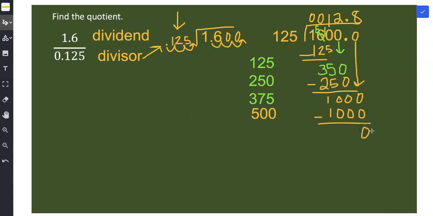I subtract, get a remainder of 0, and there's no other number to bring down, so I have found my quotient. The quotient is the answer to a division problem. And this is my answer, so I'm going to circle it. 12 8/10.